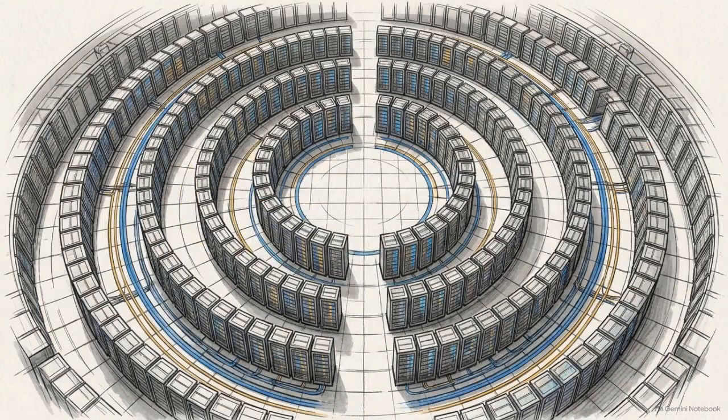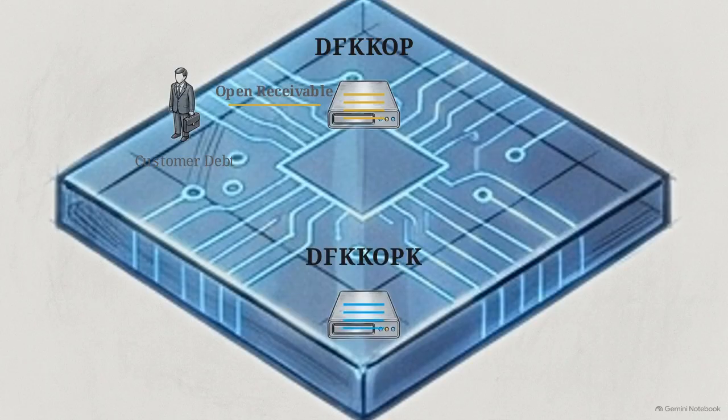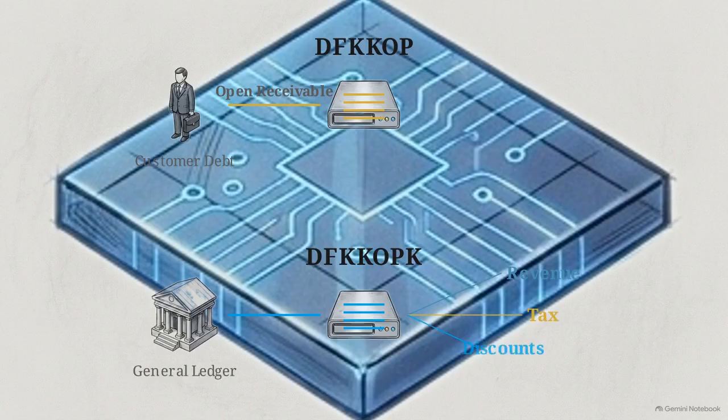We can verify this architectural journey by looking at its physical database reality. The first critical table is DFKKOP. This table stores the business partner line items, representing the open receivable against the customer. The second is DFKKOPK, which stores the general ledger line items, representing the offsetting revenue, tax, or even discount entries.